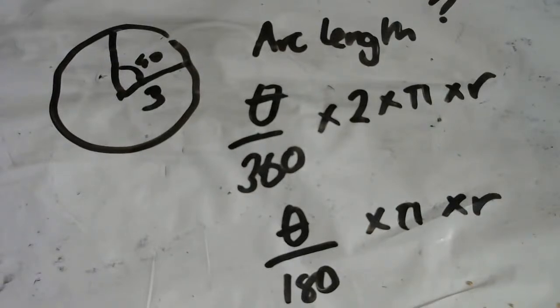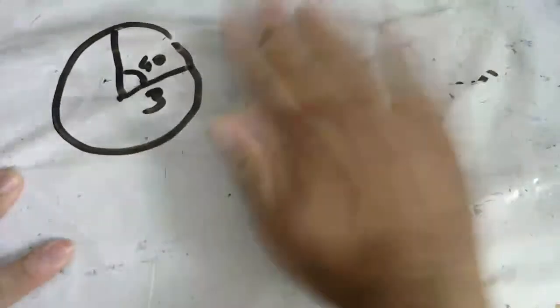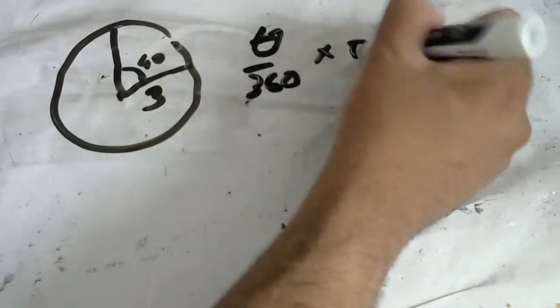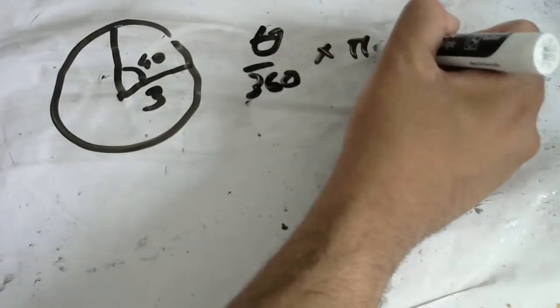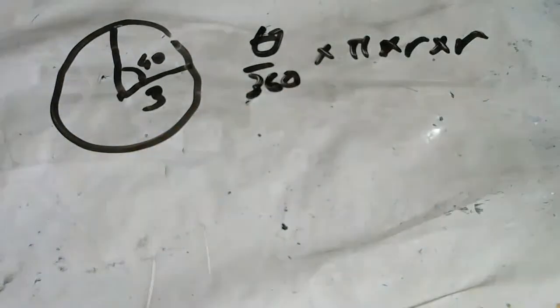Right. Let's go back. So, I presume you've copied it out at this point. I hope so, anyways. The area is the same formula. Theta over 360, this time times pi r squared. So pi times radius times radius. Okay? So it's the same thing. Theta over 360 just slapped on the front of your formula that you were learning before.